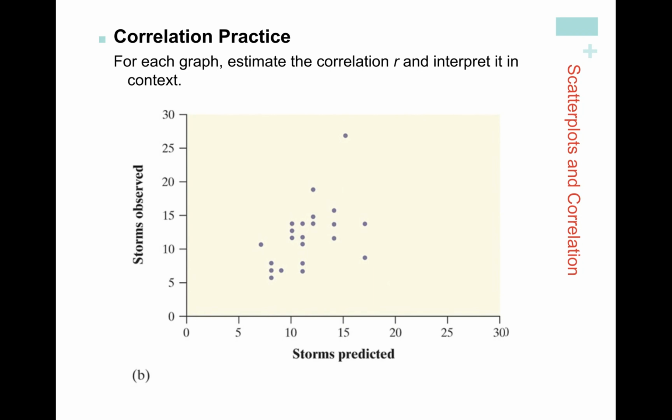Now let's interpret the R in context. Well, as the number of storms predicted increases, the number of storms observed also increases. But because R is equal to 0.5, the correlation between storms predicted and storms observed is not very strong.